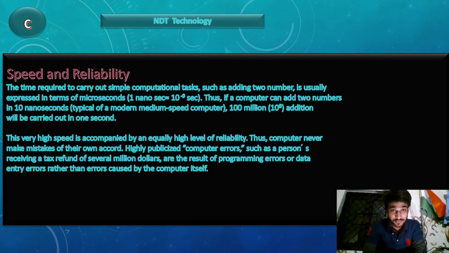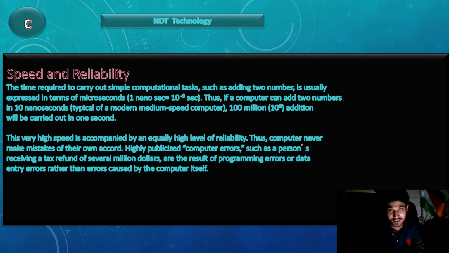All right. So the computer can add two numbers in 10 nanoseconds, typical of a modern medium computer. Then 100 million addition problems can be solved by the computer in 1 second. It's a huge number of calculations compared to a human being's task. So yes, a computer is a genius compared to a human being. But the very high speed is accompanied by an equally high level of reliability.